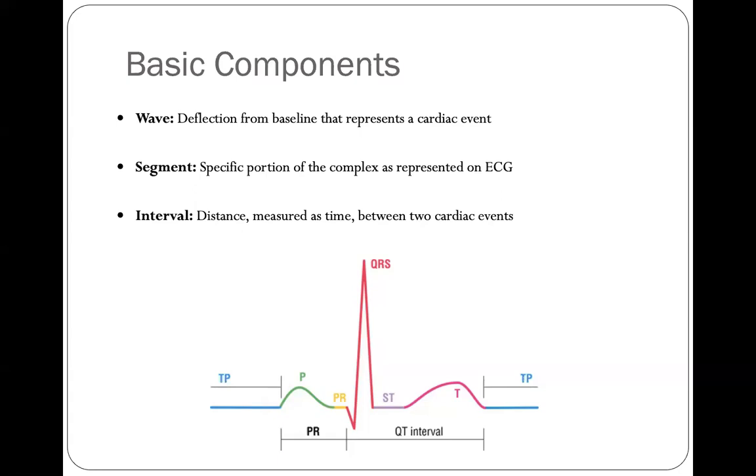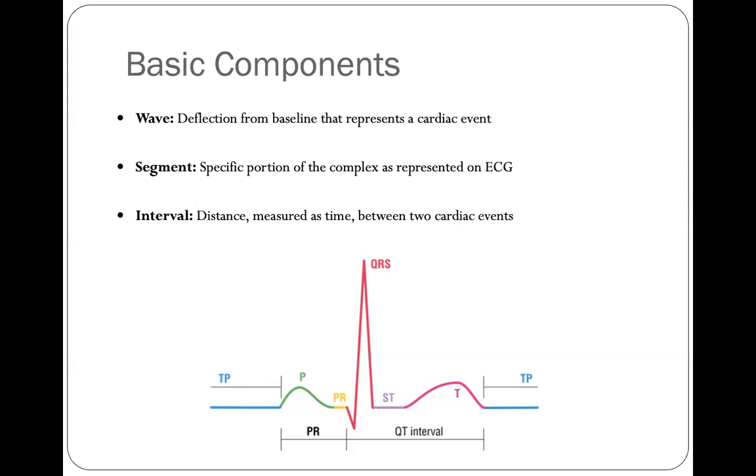So it'll include at least 1 wave and at least 1 segment. Sometimes it'll include more than 1 wave and more than 1 segment, but a wave is any deflection off the baseline. A segment is a portion of the baseline, and an interval is a combination of any number of waves and segments combined. If you look down here at the cartoon, at the drawing that you have here, it labels them. I'll go into each one of them.